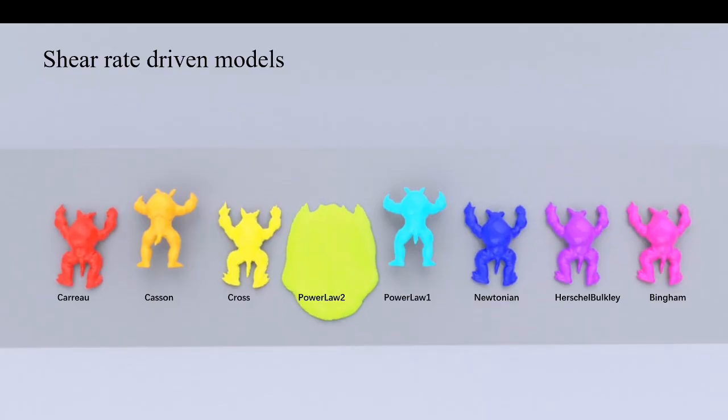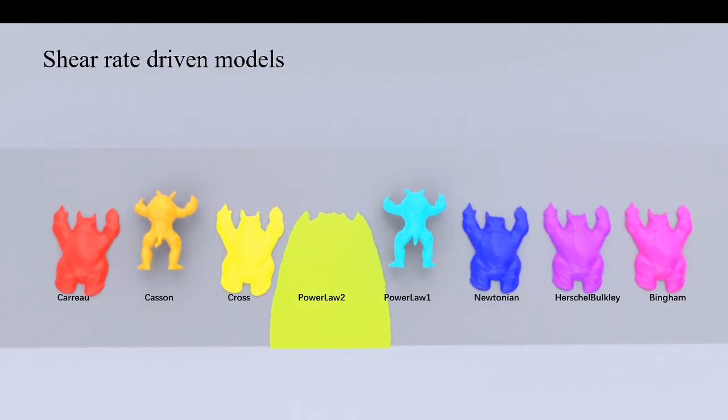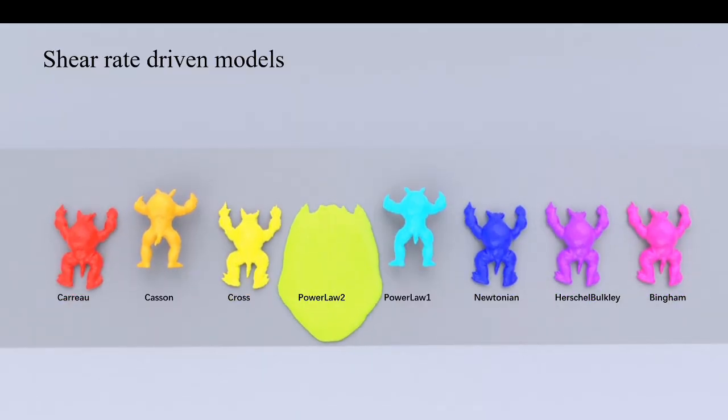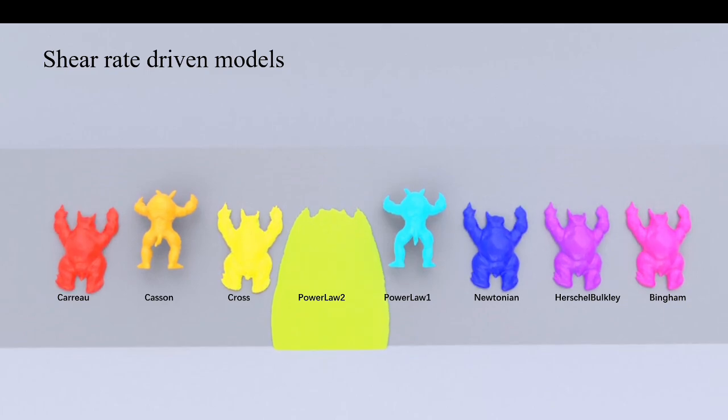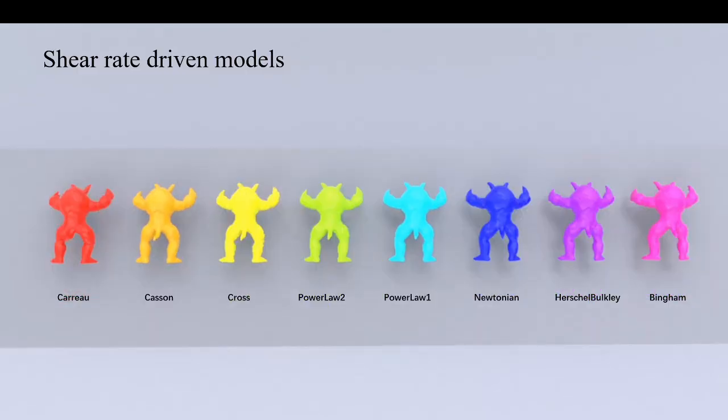In this scenario, 8 viscous armadillos slide down a slope. Each armadillo adopts a different shear-dependent non-Newtonian model, including the Casson model, power law model, Carreau model, Cross model, Bingham model, and Herschel-Bulkley model, among others.